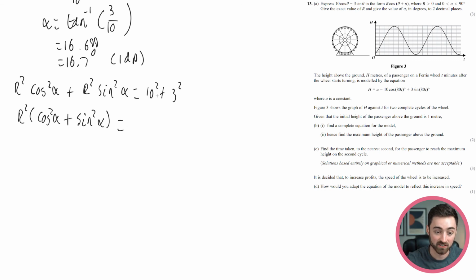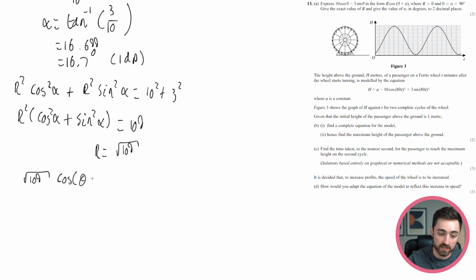But basically, yeah, that's going to be 10 squared plus 3 squared, which is 109. Cos squared plus sine squared is 1, isn't it? So that just goes to 1. So r is going to be the square root of 109. So that happens every time. So you just kind of learn it, basically. So yeah, in other words, what we now have is the square root of 109 multiplied by cos of theta plus 16.7. Cool. Okay, so part B.